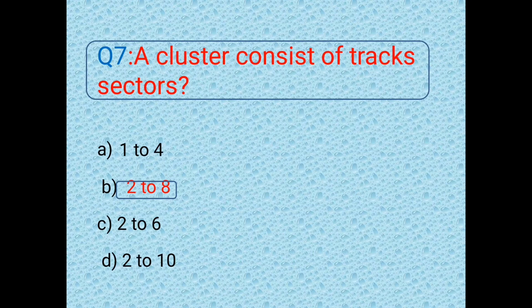A cluster consists of 2 to 8 sectors. What is a cluster? A cluster is a group of sectors within a disk. So a cluster is larger than a sector. A hard disk consists of clusters and a cluster consists of sectors. So there are 2 to 8 sectors per cluster. So the correct option is B.